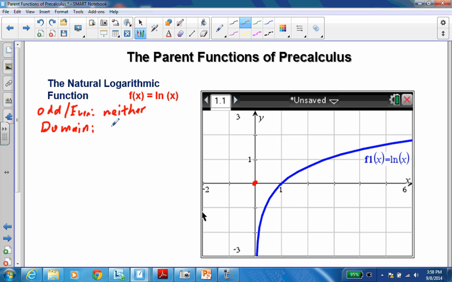Check yourself. That's part of it, if the function reflects, how it reflects.